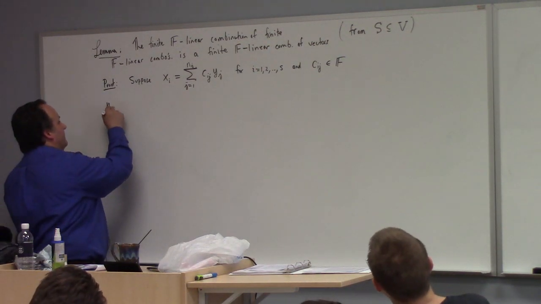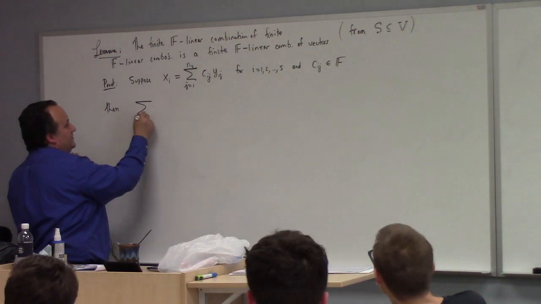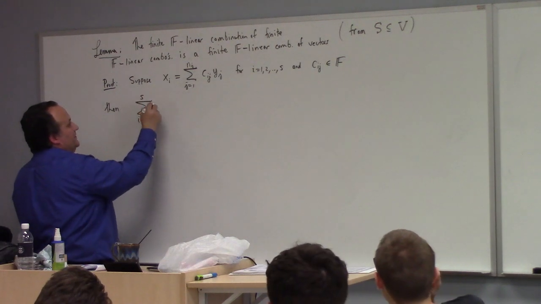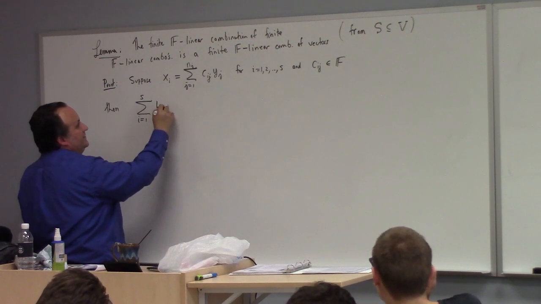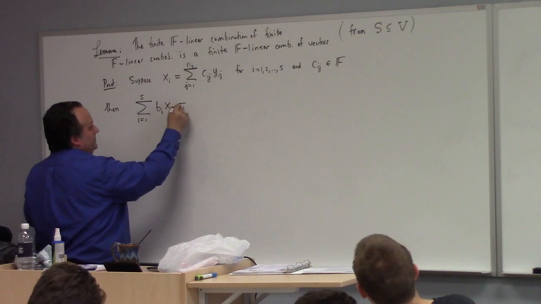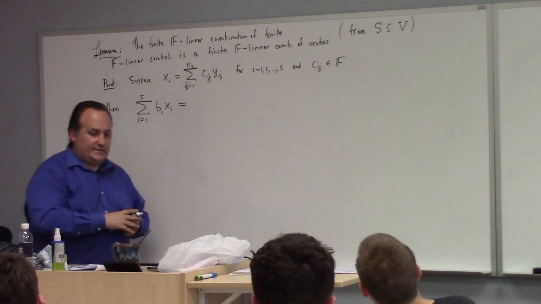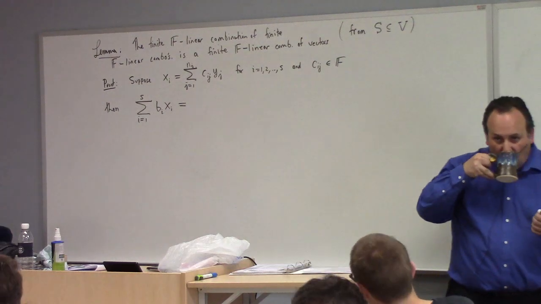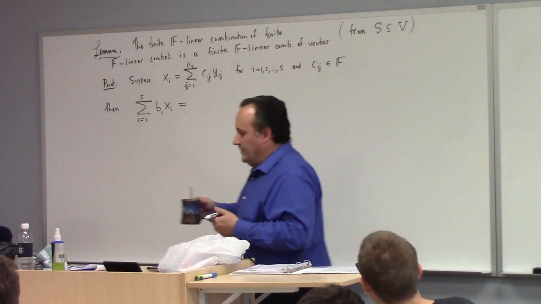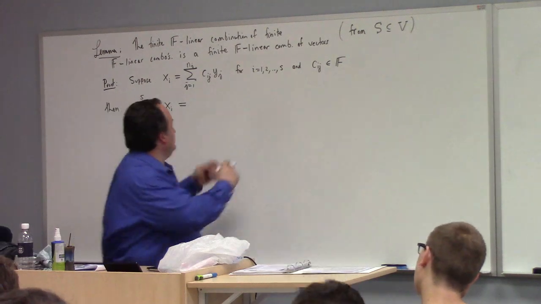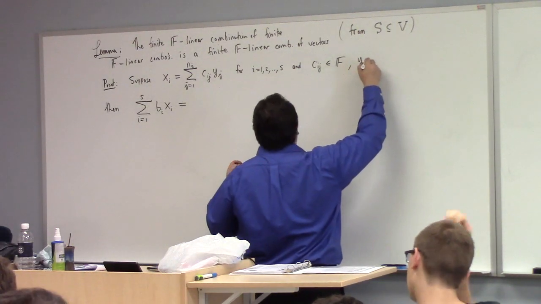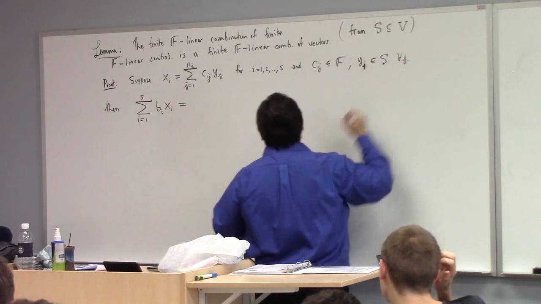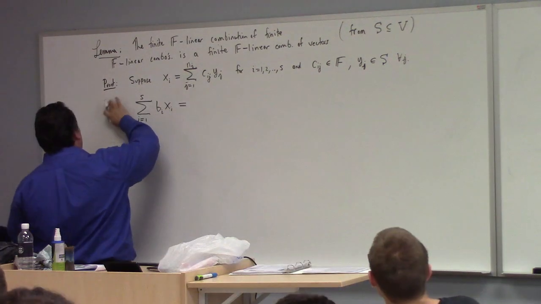Then if we look at the sum, let's say i equals 1 to s of b_i x_i, right? So what am I doing? I'm looking at a finite linear combination of finite linear combinations, right? Here I'm supposing that the y_j are elements of S, for all j. I'll make that a capital then.